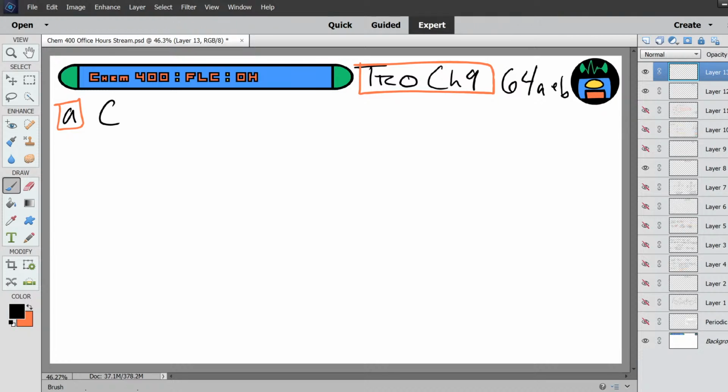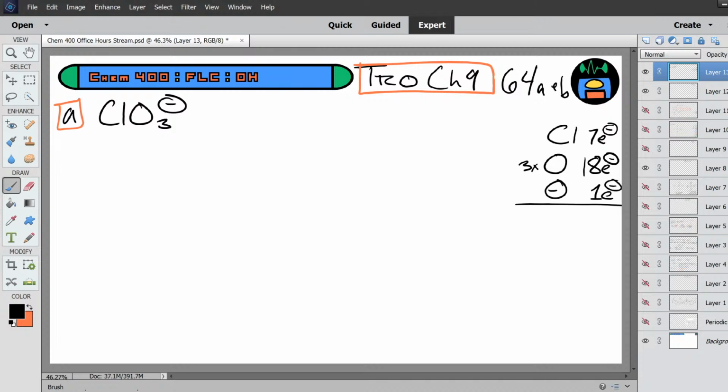All right, so part A, we need to draw a Lewis structure for chlorate. Starting with chlorine. Chlorine has 7 valence electrons. Oxygen has 6, but we're dealing with 3 oxygens, so it'll bring a total of 18. And then we have a negative charge, which adds 1 additional electron. So 18 plus 8 is 26. Now, given a choice, we would rather have chlorine as a central atom because it's a third period element. It can break the octet rule.